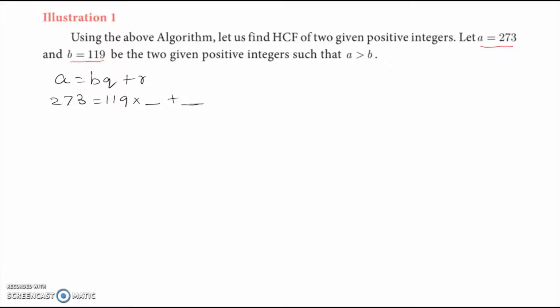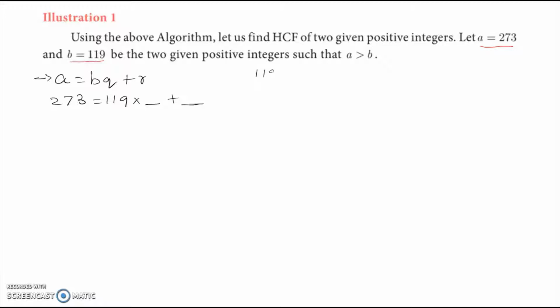Let us consider two numbers, number A to be 273 and the number B to be 119. Let's use Euclid's division lemma, which is A is equal to BQ plus R. And let's substitute the values of A and B here. So we get 273 is equal to 119 times Q plus R. We need to find Q and we need to find R.